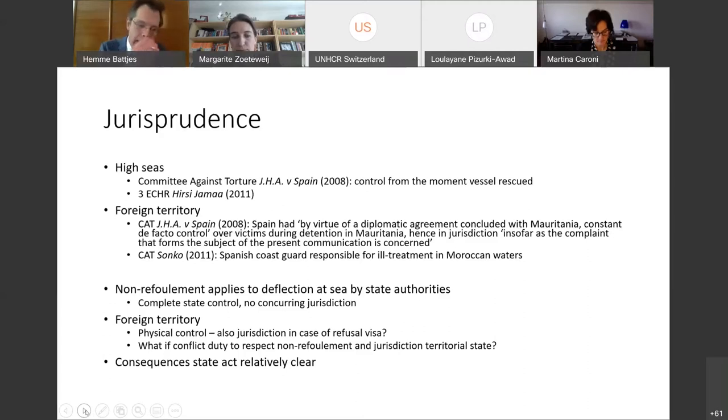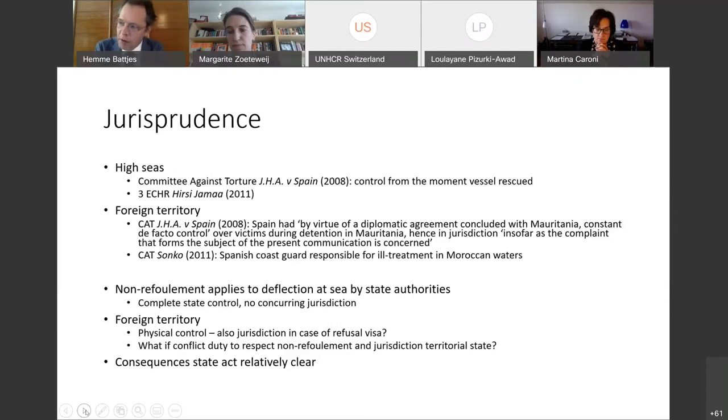And finally, I must remark that in these instances, the consequences of state acts were relatively clear. I mean, in the case of Hirsi Jamaa, the Italians brought those migrants to Libya, where it was well known, there was plenty of information about ill treatment of migrants in Libyan detention centers. There was plenty of information on the Libyan practice of arbitrary repatriation. In case of, for example, the application for a visa or the refusal to board an airplane on the instigation of a liaison officer, then the consequences may be less clear.